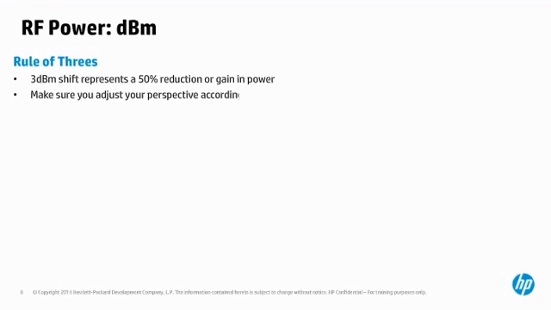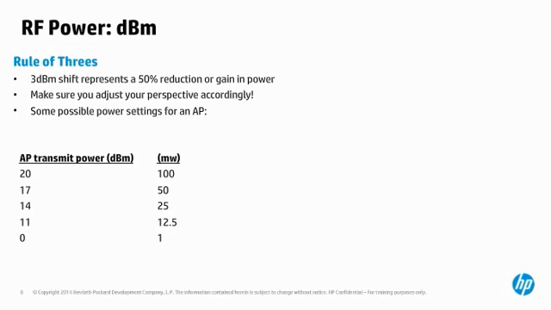Let's look at dBm as relates to typical AP transmit power. When setting or measuring AP transmit power, you should understand the rule of threes. Each 3 dBm shift represents a 50% reduction in power. If you're not used to thinking logarithmically, this is not intuitive. Let's look at some common transmit power settings for APs. 20 dBm equals 100 milliwatts, 17 dBm equals 50 milliwatts. Do you see the 3 dBm pattern now? And recall that by definition, 0 dBm equals 1 milliwatt.